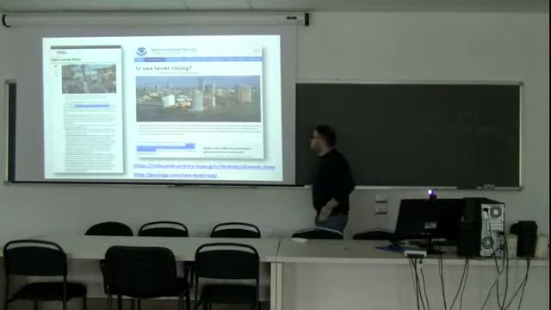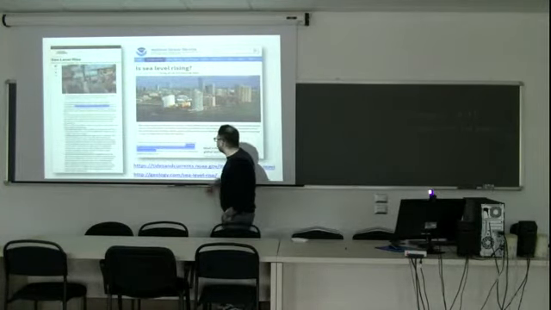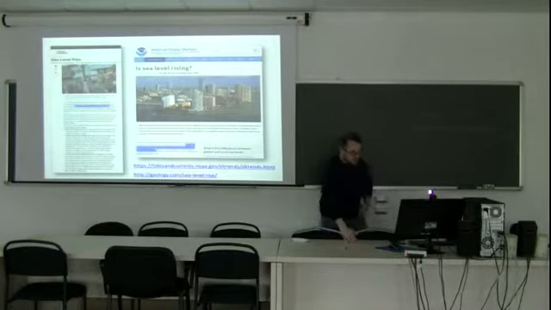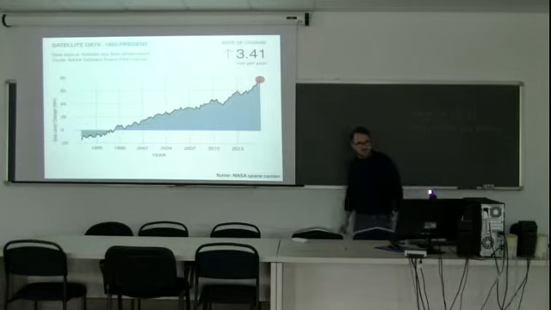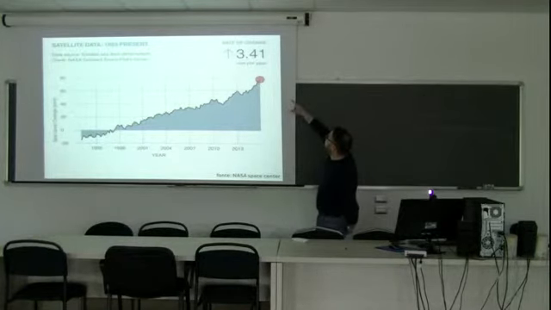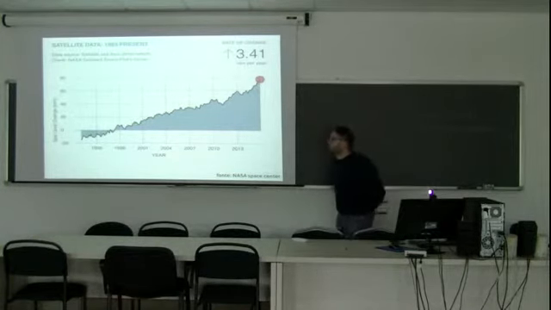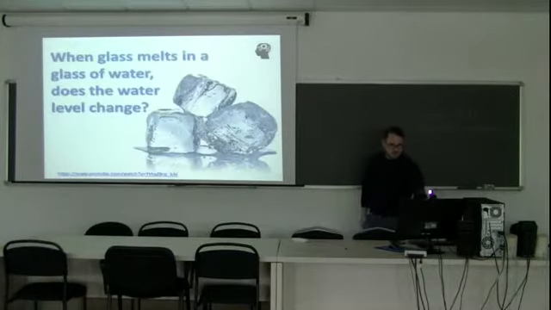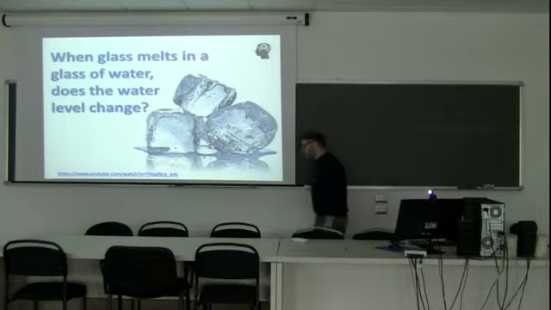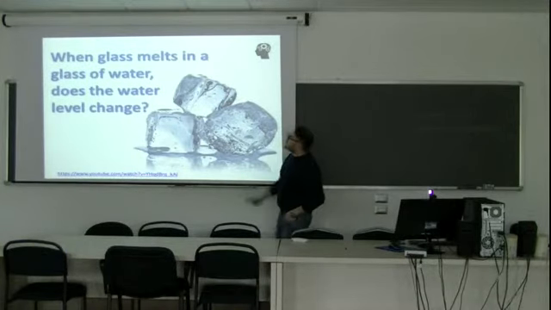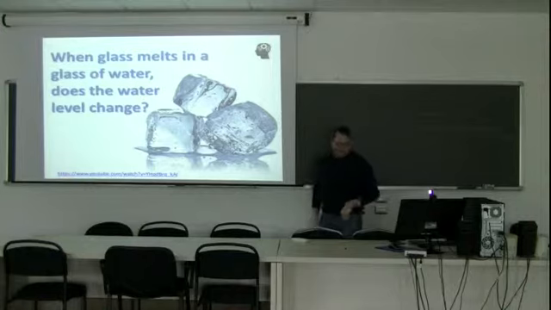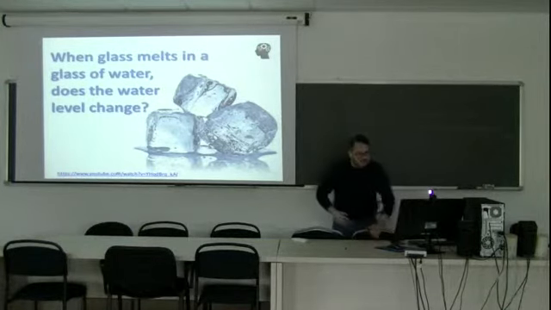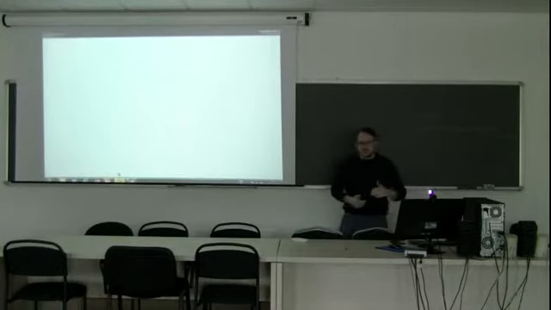Is sea level rising? Yes. It is about 2.5 inches per year. We have also a picture in which we can see 3.41 millimeters per year of sea level rise due to the melting. When ice melts in a glass of water, does the water level change? If we melt ice inside a glass of water, we can see that the level is not increasing.